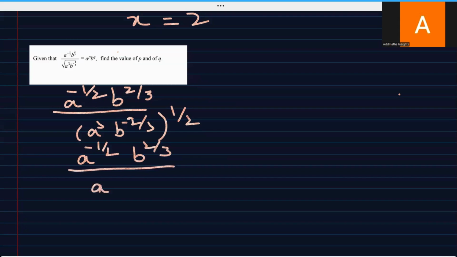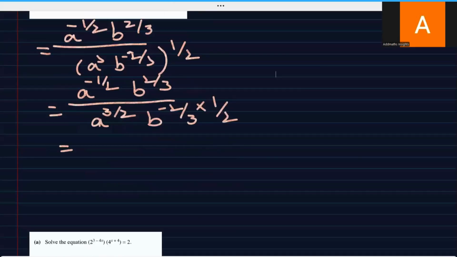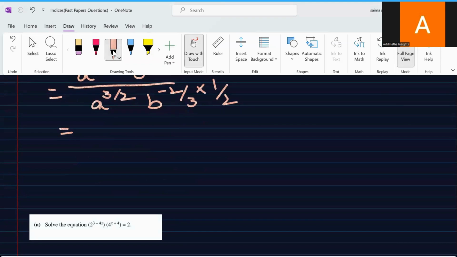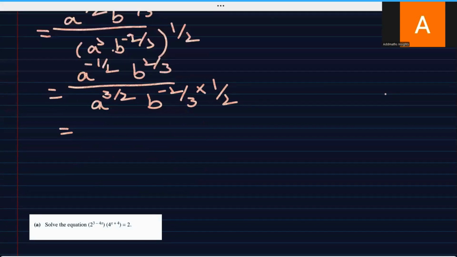You can write a raised to the power 3 by 2 and b raised to the power minus 2 by 3 times 1 by 2. Then you solve it. And then it becomes like terms in case of division, you subtract their powers.